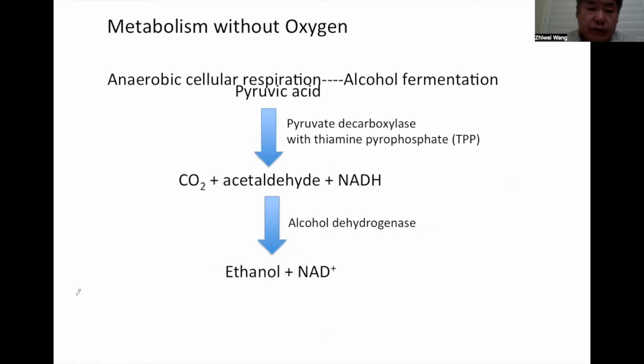This is just an extra slide to show you how ethanol is produced when people use yeast or bacteria to make alcohol, to make wine or beer. You also start with pyruvic acid and go through this alcohol fermentation step. You have ethanol produced. That's the main component in beer or wine.